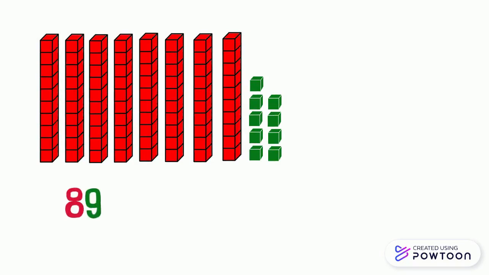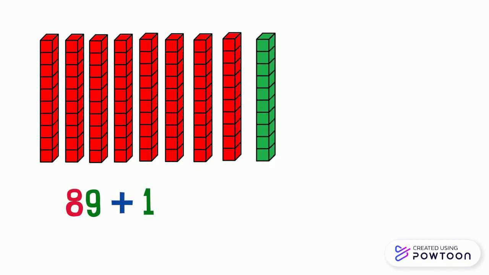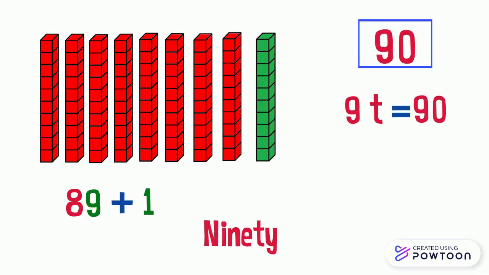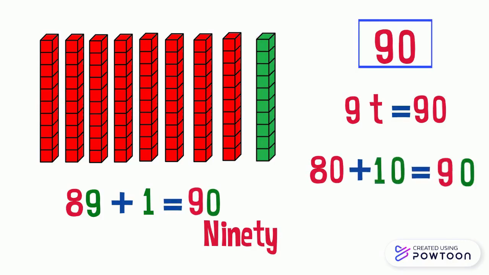Here we have 8 tens and 9 ones. It represents the number 89. Let's add 1 one. So we will get 10 ones. Then replace 10 ones by 1 ten. We have got 9 tens, which is 90. So 89 plus 1 equals 90, and 80 plus 10 equals 90.